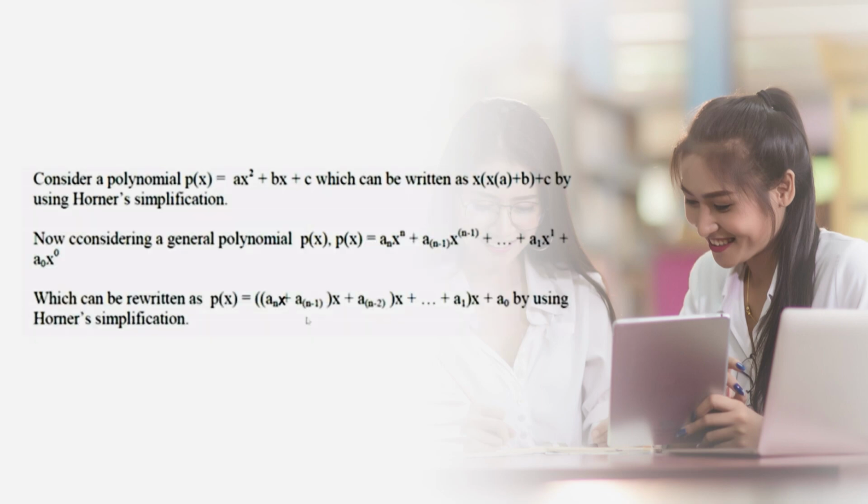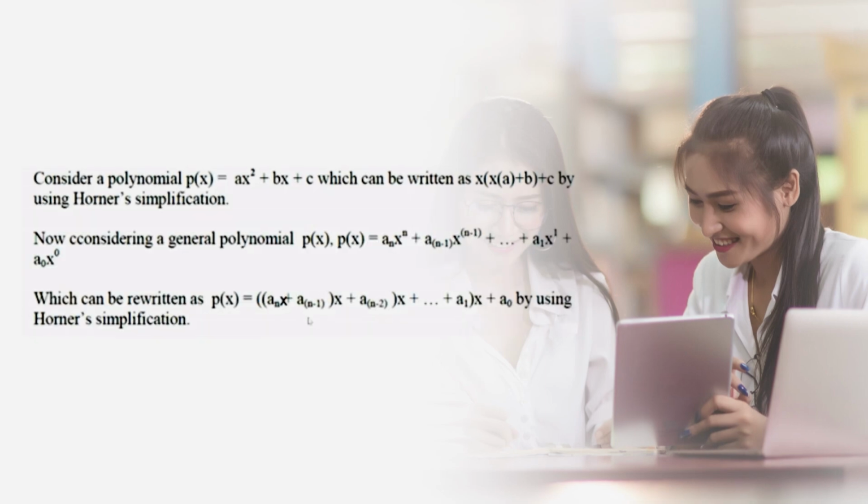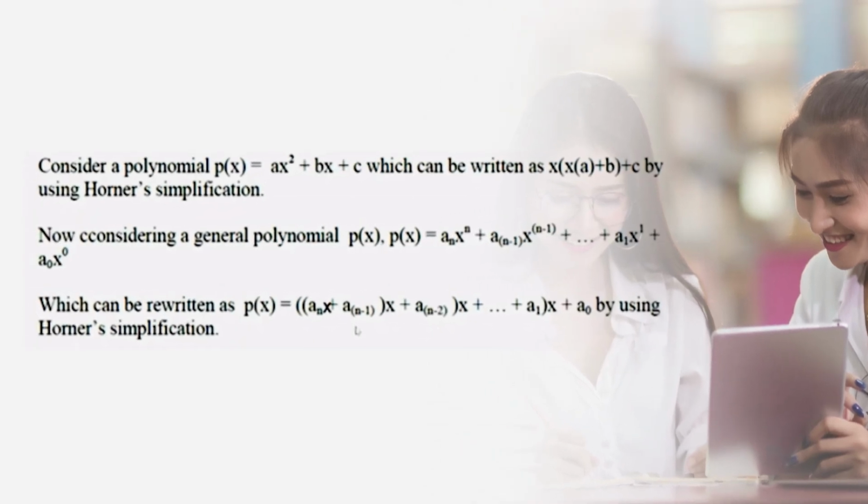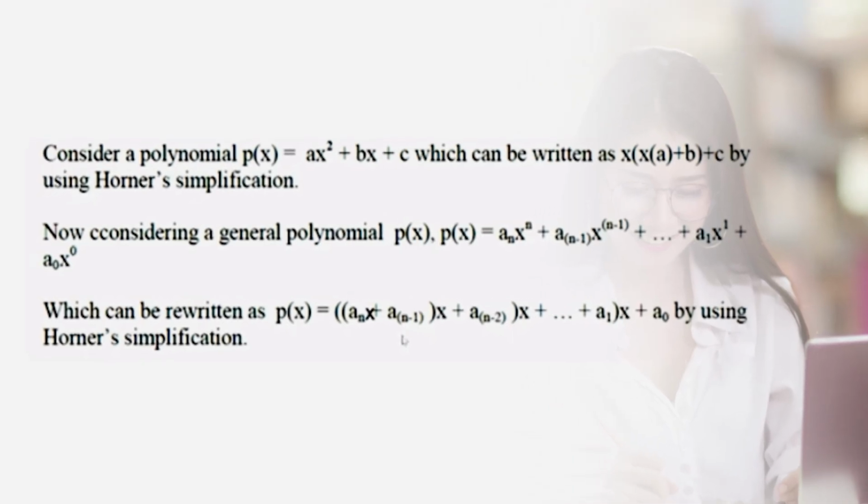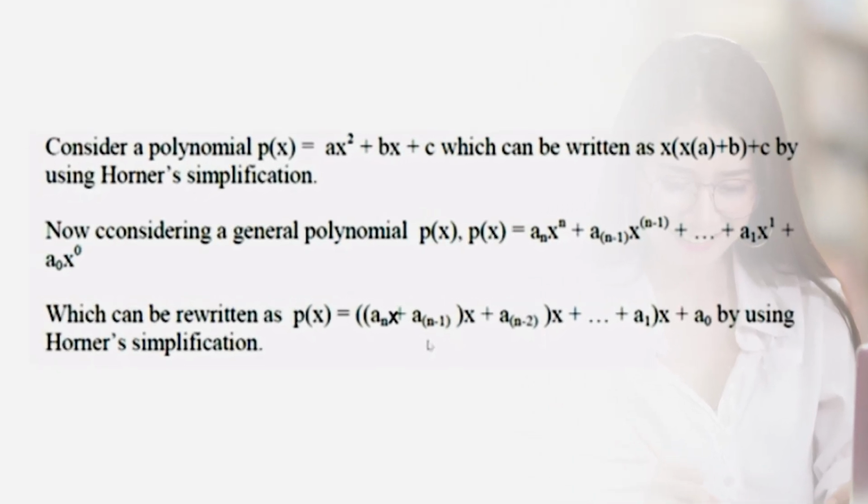So, consider the polynomial p(x) = ax^2 + bx + c, which can be rewritten as x(xa + b) + c by using Horner's simplification. You can simplify any order polynomial using Horner's rule.